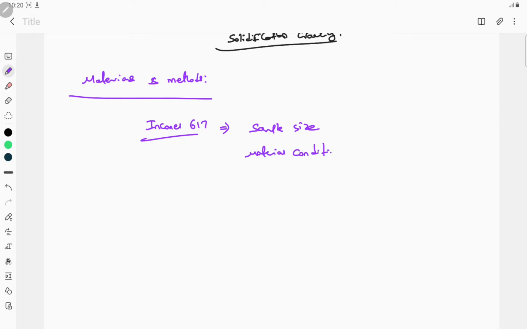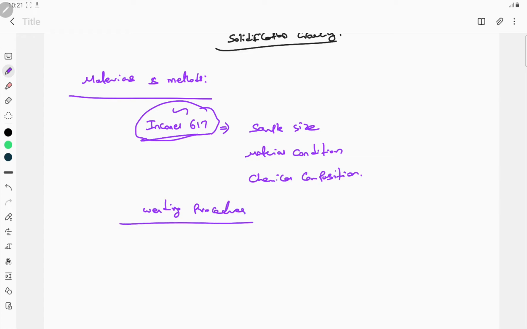Material condition, chemical composition. So all information related to the material will be available. Means the researchers might have used a particular sample, right? In this case we have considered Inconel 6 and so on. So all the fundamental information related to Inconel 6 and so on will be available in the beginning part of the materials and methods. Okay, and then followed by that you will see the welding procedures.